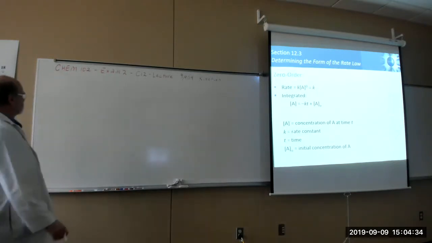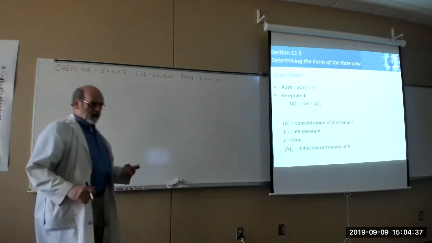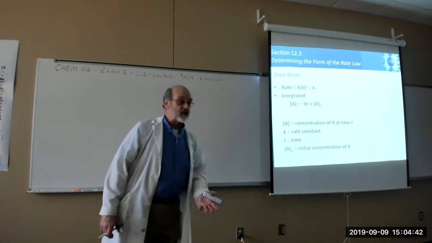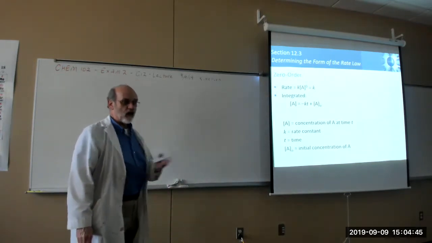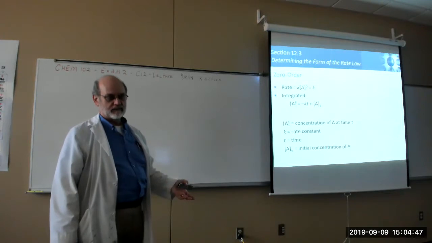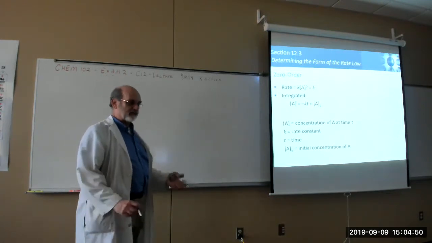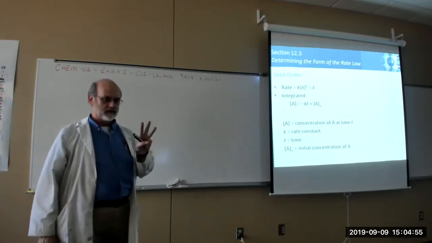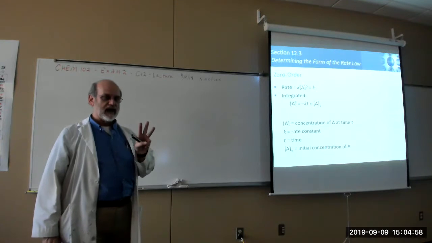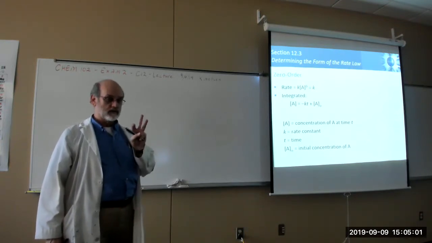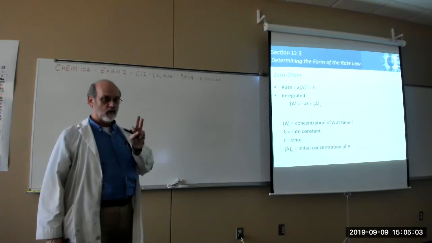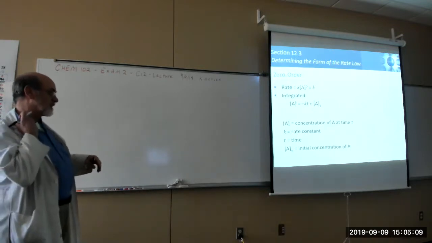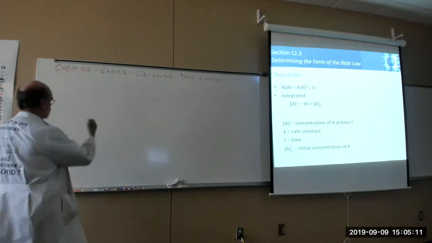Okay. Types of reactions. Since the order of a reaction is experimentally determined, it could be any whole number, it could be any fraction. But for simplicity's sake, we're going to look at three different orders of a reaction, and they're only going to be whole numbers, 0, 1, and 2. Zero order, first order, second order. That's a good place to start, and so we're going to do it. First, there's zero order.